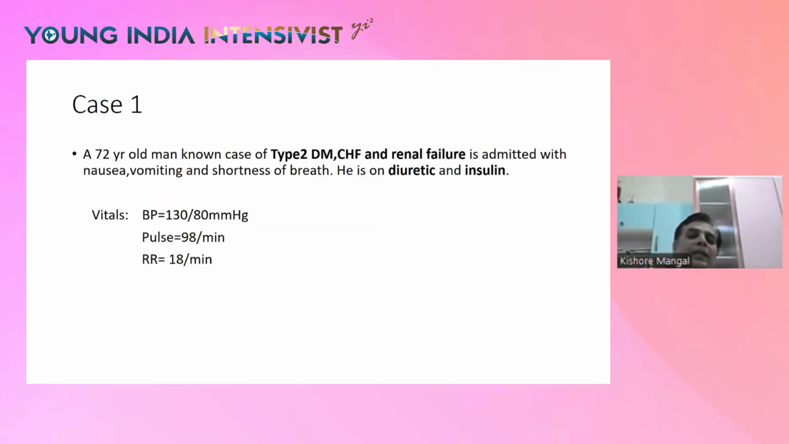So coming to one case here, we have a 72-year-old man who is a known case of type 2 diabetes, CHF, renal failure, admitted with nausea, vomiting, and shortness of breath. He is on diuretics and insulin. His blood pressure is okay, pulse is 98, and respiratory rate is 18. We do an ABG. Let's see what happens when we see the ABG. Will Stewart's approach help us or not?